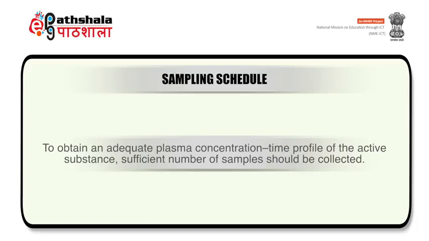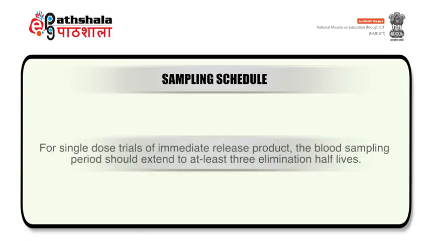To obtain an adequate plasma concentration time profile of the active substance, a sufficient number of samples should be collected. For single dose trials of immediate release products, the blood sampling period should extend to at least 3 elimination half-lives.